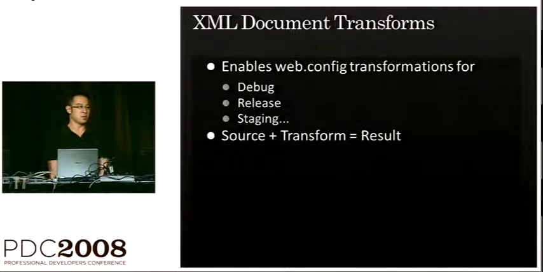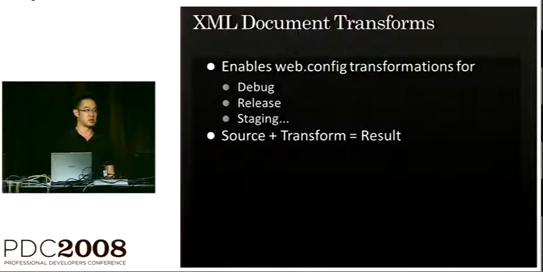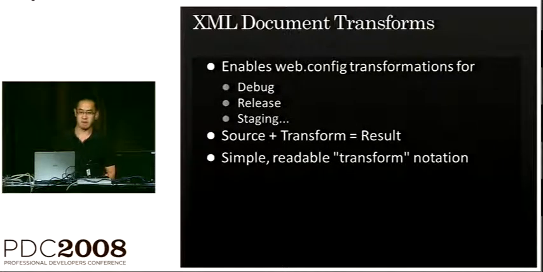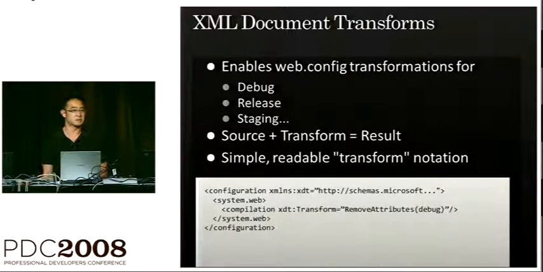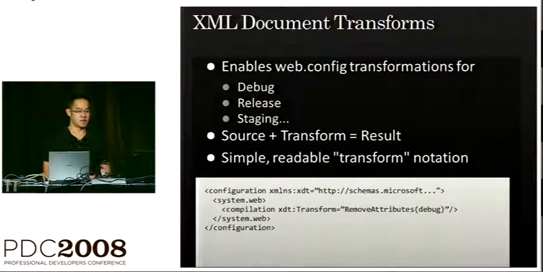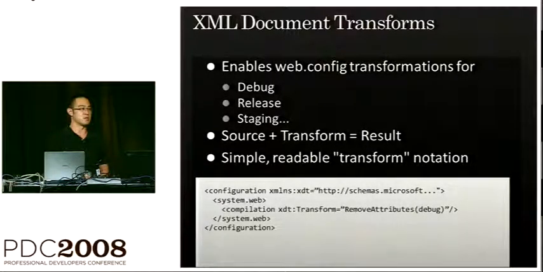So what does it do? It's really a combination of 3 files. It takes your source web config file. It takes a transform file, which is a diff of sorts, and it merges the two into a result right before you actually push your app to somewhere else. We have a new notation that we hope is simple and readable. It looks something like this. It's just a few lines of XML. This particular example will remove the debug attribute from your web config wherever it is inside.